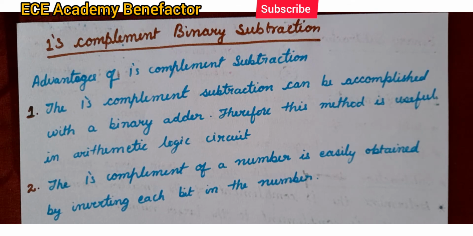The first advantage is that ones complement subtraction can be accomplished with a binary adder. Therefore, this method is useful in arithmetic logic circuits. The second advantage is that the ones complement of a number is easily obtained by inverting each bit in the number, that is replacing 1 by 0 and 0 by 1. So, we can do ones complement using a binary adder.